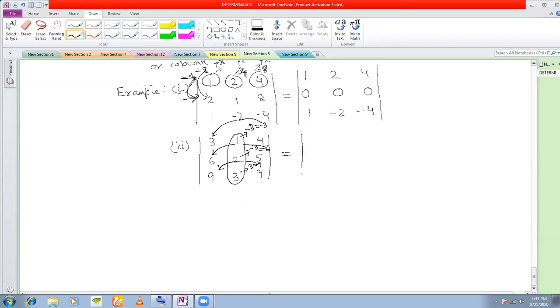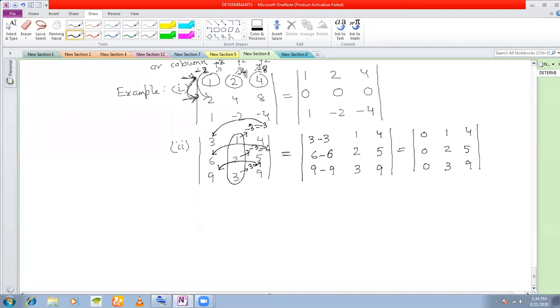So what is the resulting determinant that I'm getting? 3 minus 3, 6 minus 6, and 9 minus 9. This column remains as it is. So ultimately, you're getting 0, 0, 0, 1, 2, 3, 4, 5, 9. Understood? What is the value of this determinant? Can you tell me?